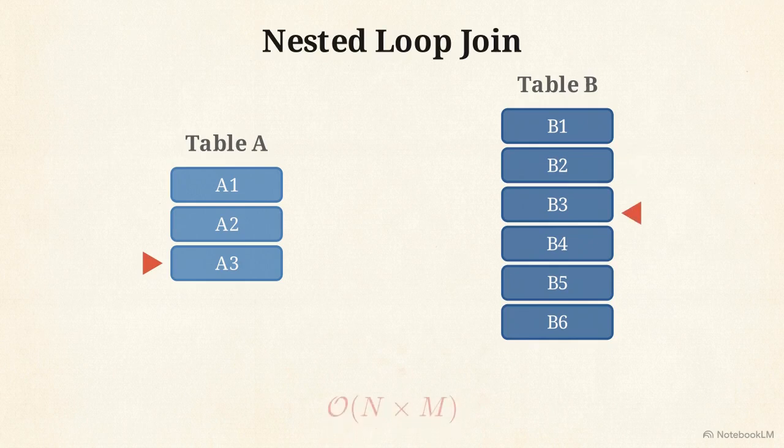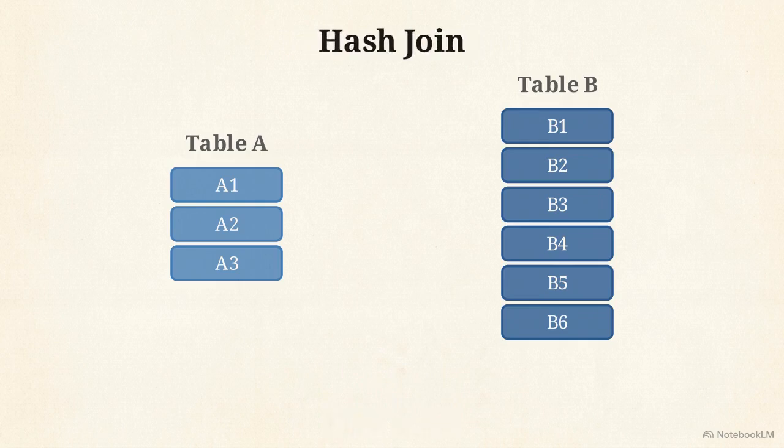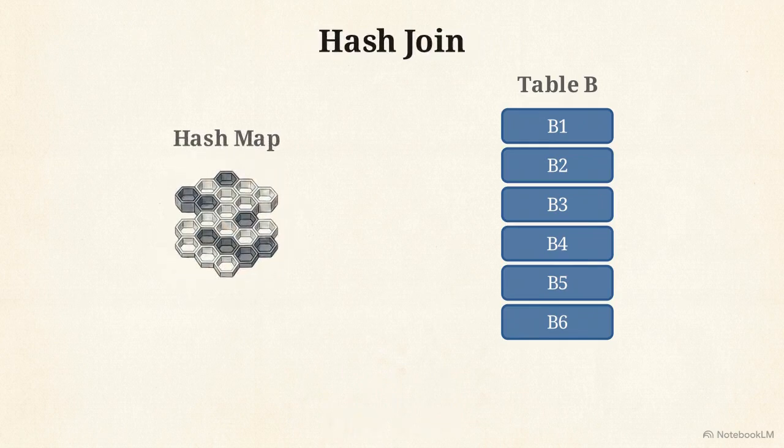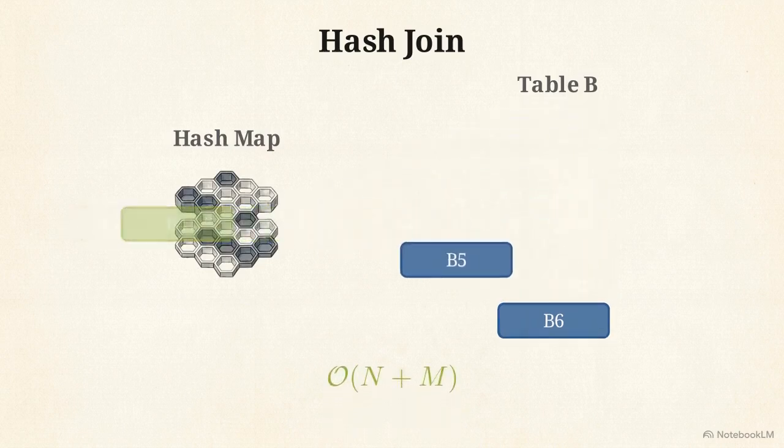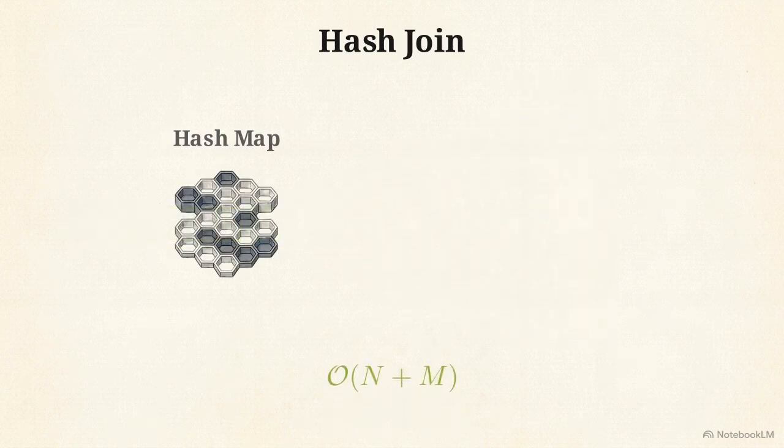If both tables are large, this n times m operation causes query times to climb. A hash join handles large tables much better. The optimizer builds an in-memory hash map from the smaller table. The data from the larger table then streams through, finding matches without redundant scanning.